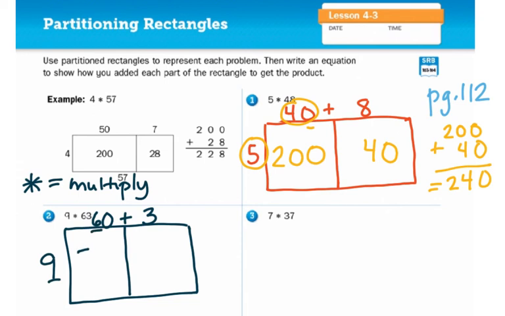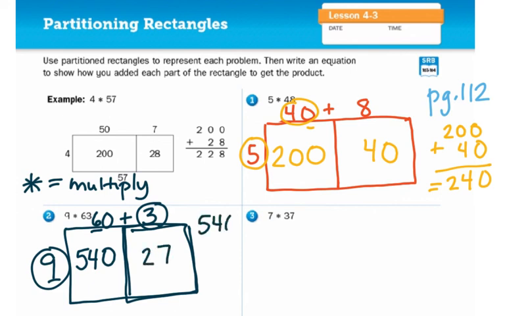6 times 9 is 54 with a 0 behind it. And then we'll take 9 times 3, put that in this rectangle. 9 times 3 is 27. Over on the side, you'll add together those two rectangles. 540 plus 27. You should get 567.